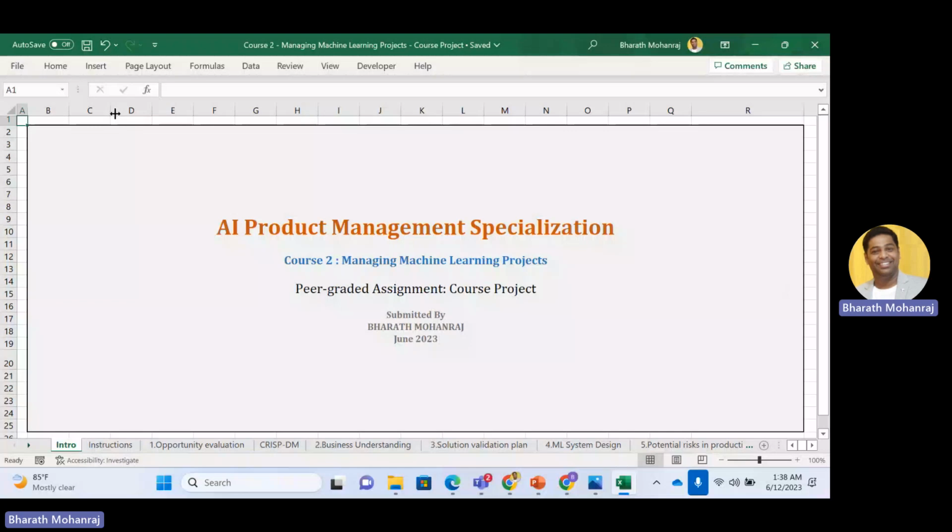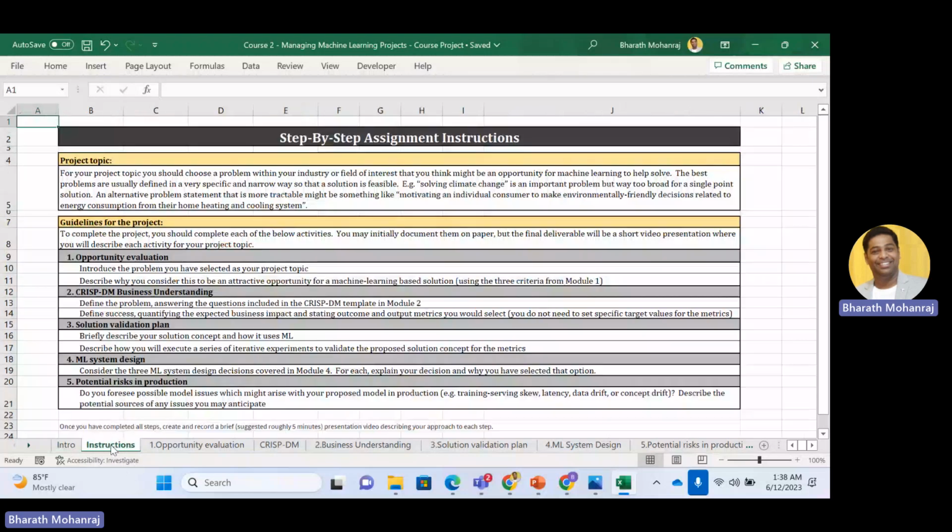Welcome to my peer graded assignment for the course Managing Machine Learning Projects under the AI Product Management Specialization. So let's get into the project. The project here is we need to pick a problem area which is in our industry or in our area of interest, and we need to see if there is any opportunity for machine learning to help solve the problem.